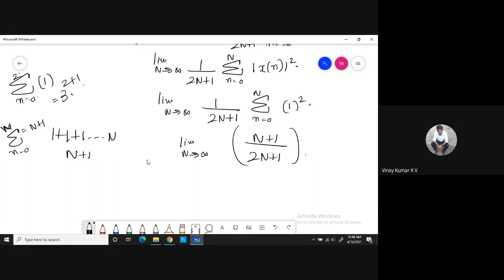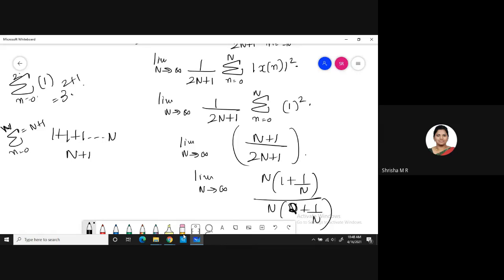So we have limit n tends to infinity, (n plus 1) by (2n plus 1). I'll take n common in both. If I take n common, I have 1 plus 1 by n divided by, again taking n common, 2 plus 1 by n. So my n and n will get cancelled.